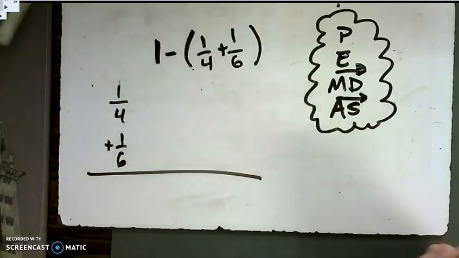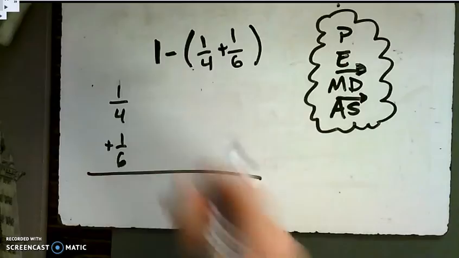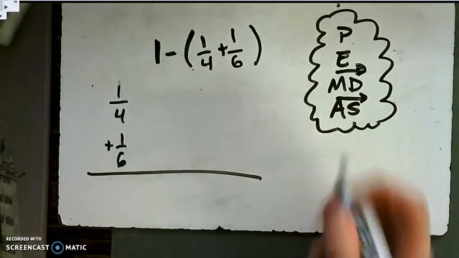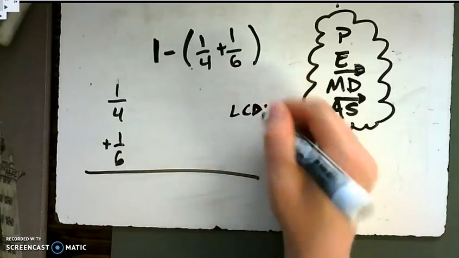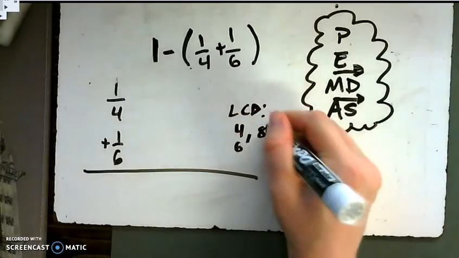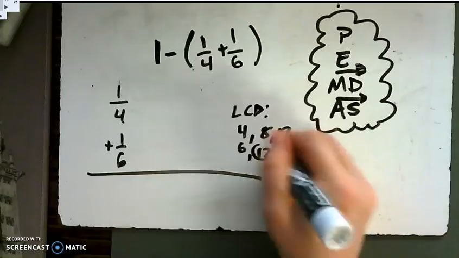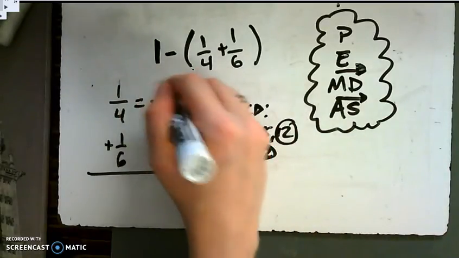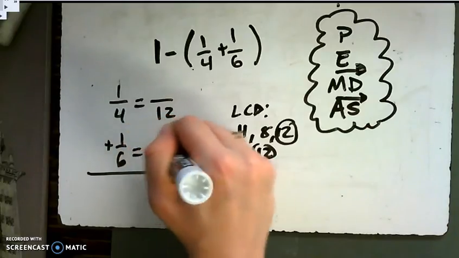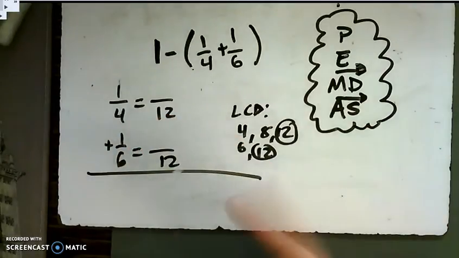I'm going to switch over to my fraction song. I'm going to say number 2, denominator must be the same. Find a common multiple and then rename. So I'm going to find my LCD of 4 and 6. 4, 8, 12; 6, 12. My LCD is 12. Number 3, equivalent. It's a denom swap. What you do to the bottom, you must do to the top.